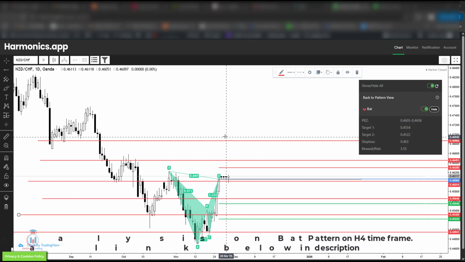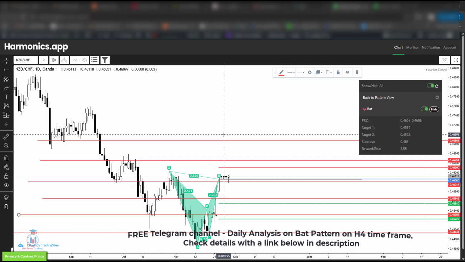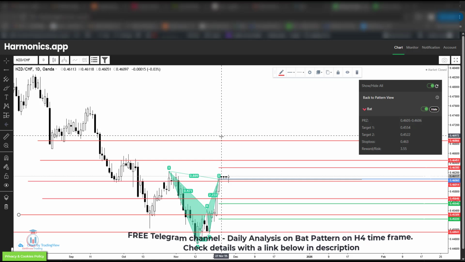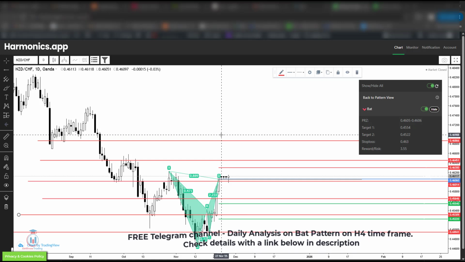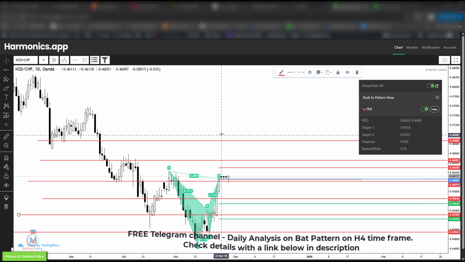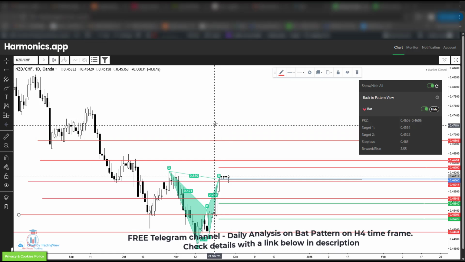Welcome to the new analysis with a Harmonic scanner. In this week I would like to show you, is there any bat pattern formed on the chart detected by the scanner that is in line with the trend and also the technical analysis.